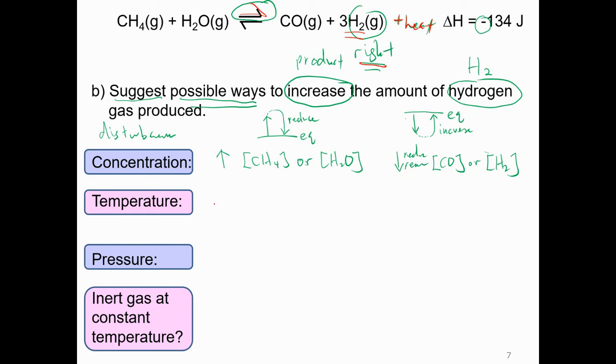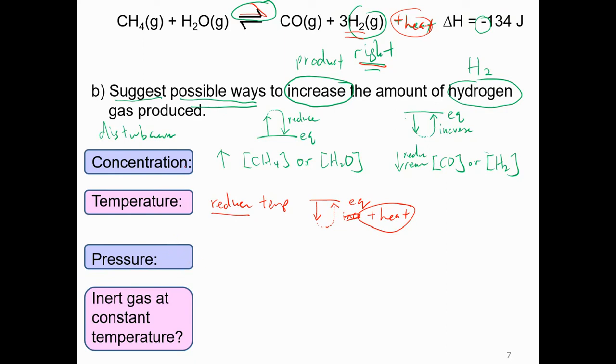So that is by reducing the temperature. Let's try. If I reduce the temperature, in order to get back to equilibrium, we need to increase heat. Which side has plus heat? It is on the right. So by reducing temperature, hydrogen gas production will increase. The concentration of hydrogen gas will increase.